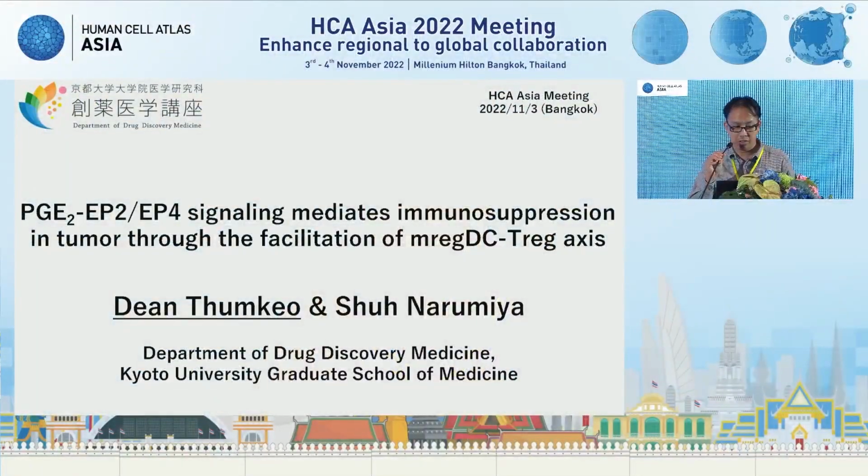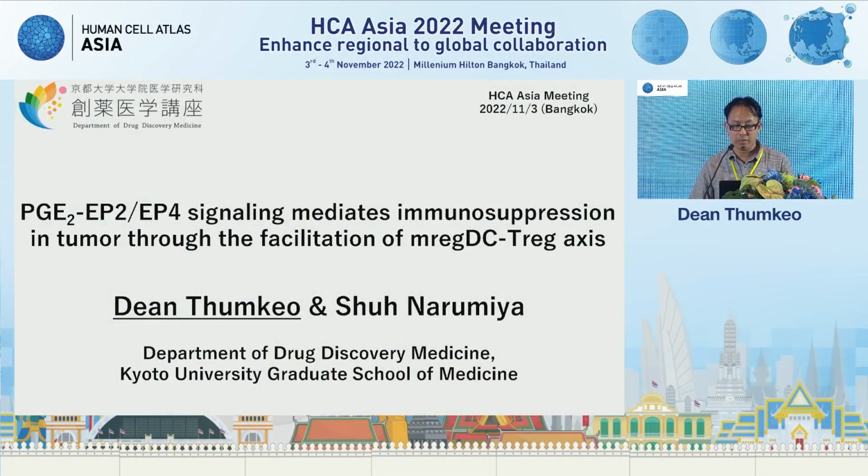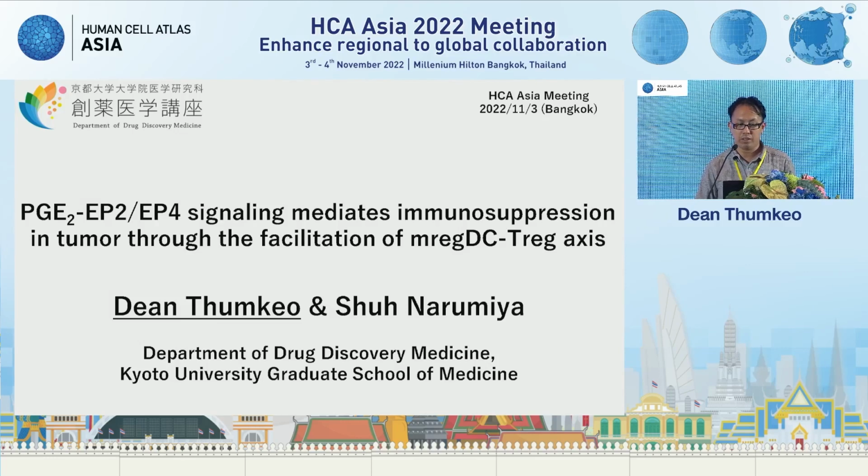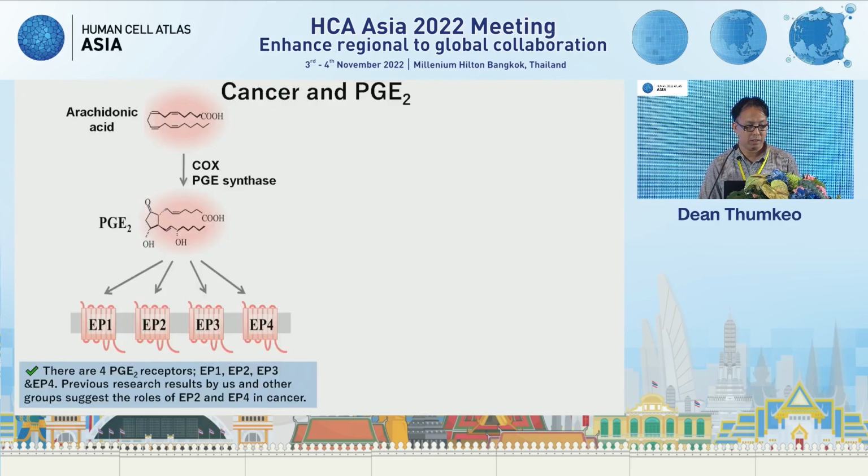Okay, thank you very much for your kind introduction. My name is Dean Tham Kieu, from the Department of Drug Discovery Medicine, Kyoto University. The topic of my talk today is PGE2, EP2, EP4 signaling mediates immunosuppression in tumor through the facilitation of the MReg-DC-Treg axis. First of all, I would like to give a brief introduction for those who do not know very well about PGE2.